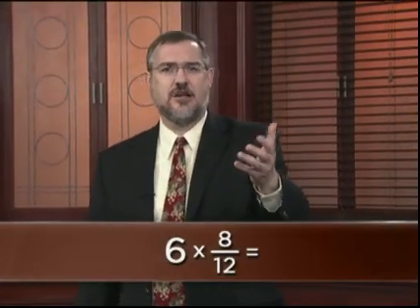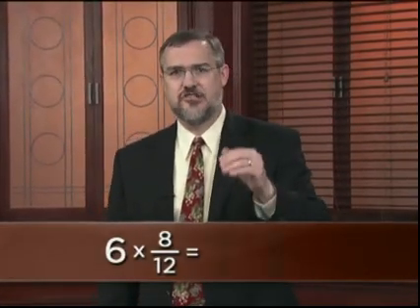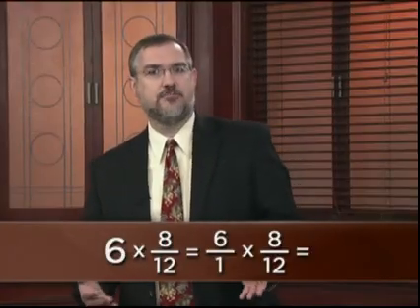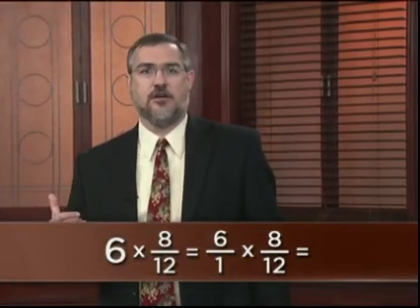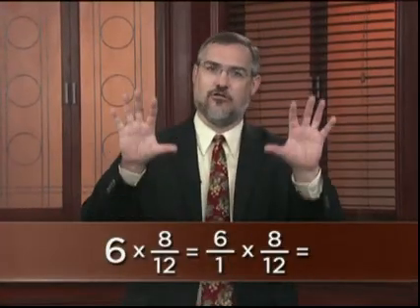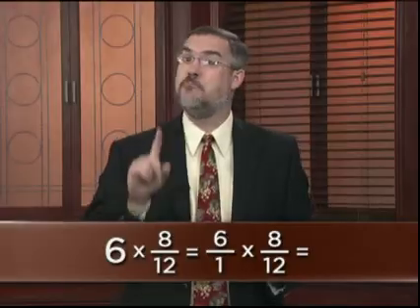So in this case, I want to write the 6 as 6 over 1. And that means my original problem now looks like 6 over 1 times 8 over 12. Now, just as with the other examples we've done, let's do some of this canceling, or what I like to call whittling, in order to make the numbers as small as possible before we do the multiplication.